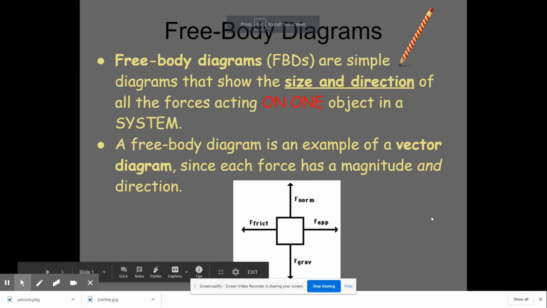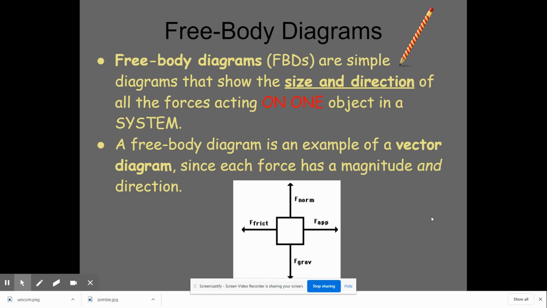Hey there, guys. Today we are going to start talking about free body diagrams. That's a weird name, isn't it? Like, why are they free? Has someone got them trapped somewhere? Here is the deal.